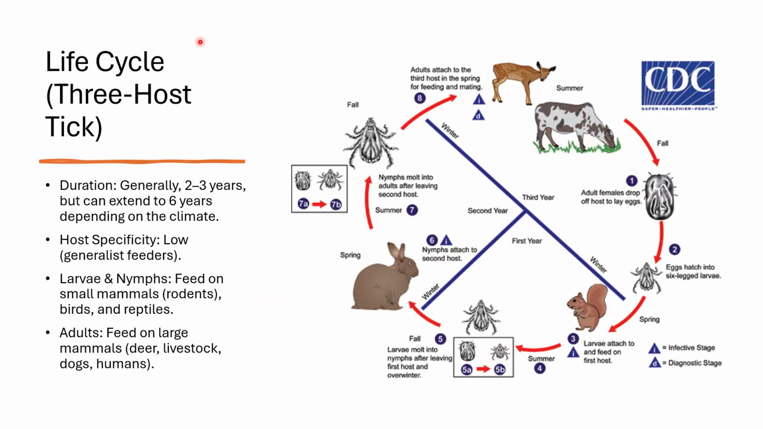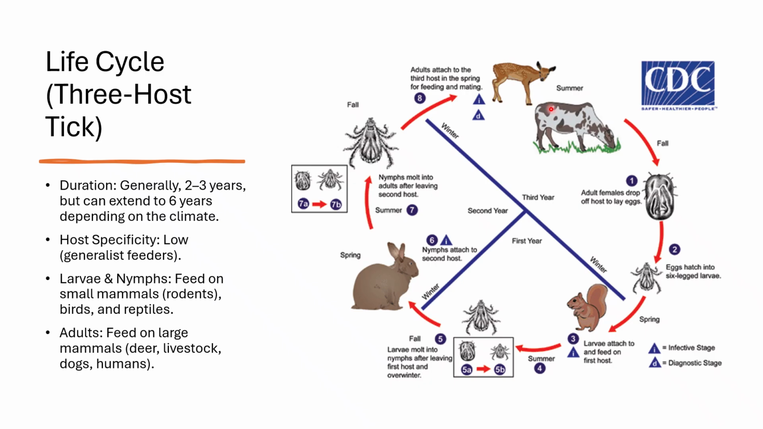The genus Ixodes are three-host ticks. The life cycle will generally last for about 2 to 3 years, but can extend to 6 years depending on the climate, as shown in the diagram. Host specificity is considered to be low, meaning that they are generalist feeders. Ixodes ticks are highly generalist feeders, meaning they feed on a vast array of hosts rather than specializing in one species.